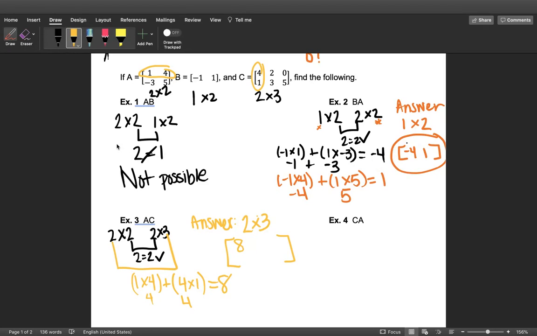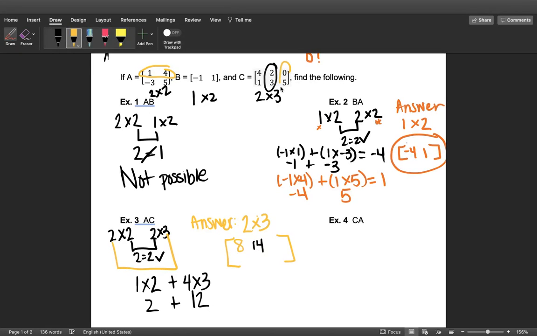Okay, now I'm going to multiply the first row by the second column. So 1 times 2 plus 4 times 3. 1 times 2 is 2, plus 4 times 3, which is 12. 12 plus 2 is 14.